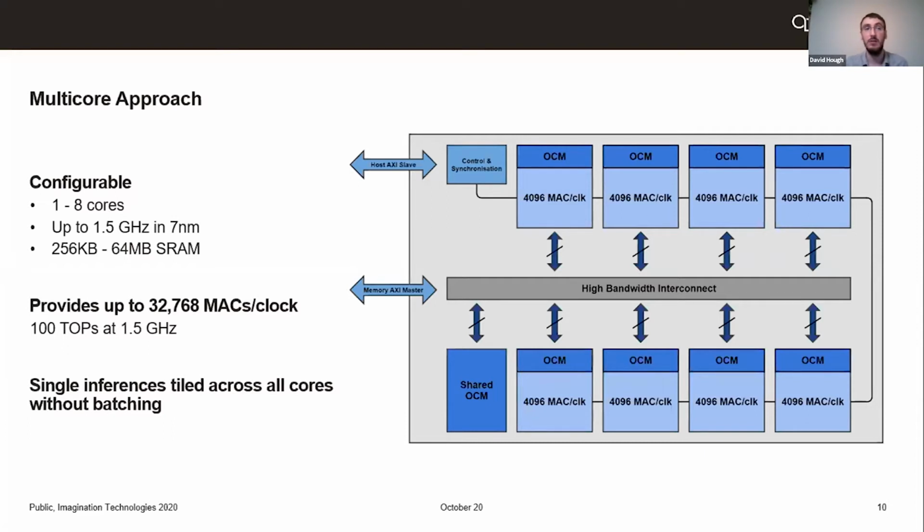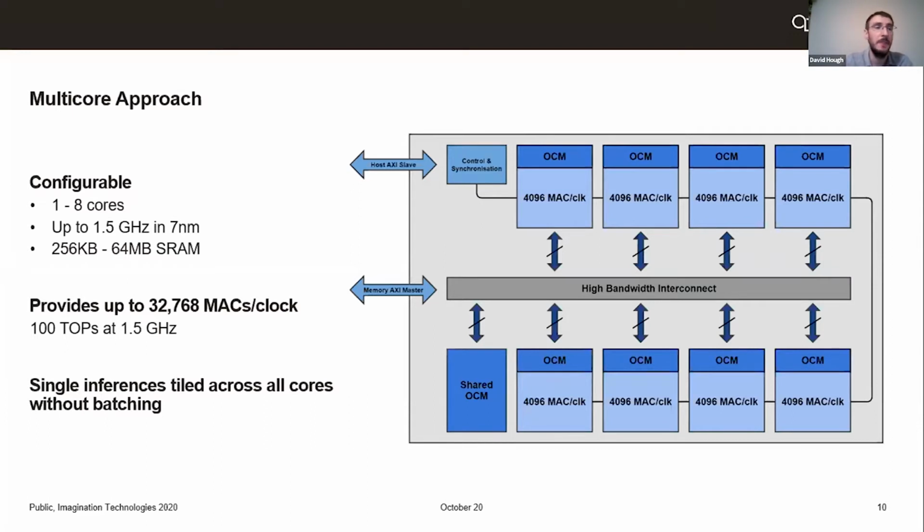That allows us to scale relatively easily to different performance points, while balancing that with whatever bandwidth and silicon area targets different customers or use cases may have. At the high end, that allows us to scale up all the way to 8 cores, each of which is capable of 4,096 MACs per clock.